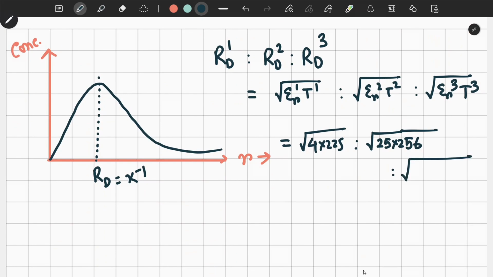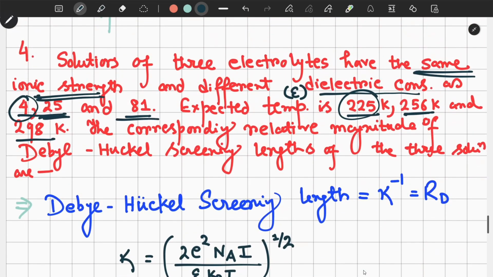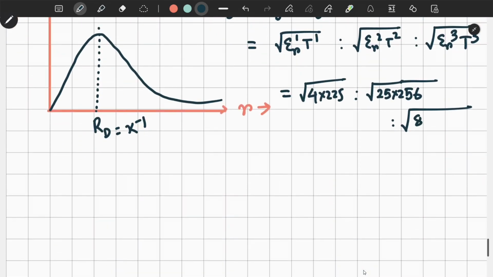It is 25 into 256, and the last one is 81 into 298. So just do it. What will be the answer? 155.36. Okay, so this is the ratio.